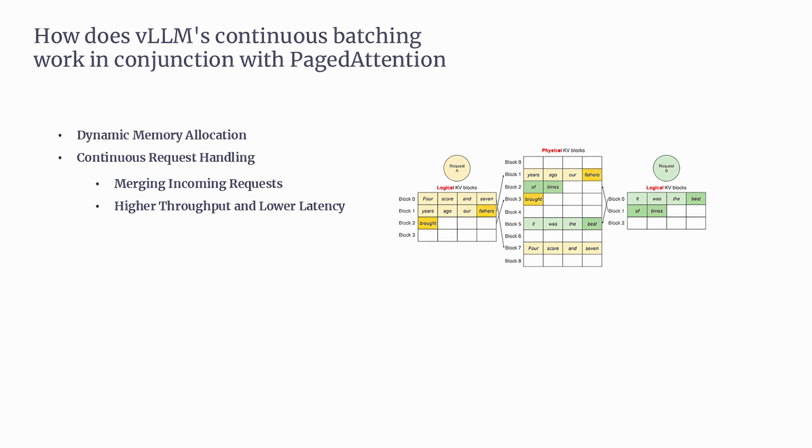The third, enhanced memory sharing. 1. Shared KV caches. When generating multiple outputs from the same prompt, such as during parallel sampling, PagedAttention allows different sequences to share the same KV cache. This sharing of memory resources helps to significantly reduce the overall memory usage. This means that vLLM can handle more requests simultaneously without needing additional memory allocations, thus improving efficiency.